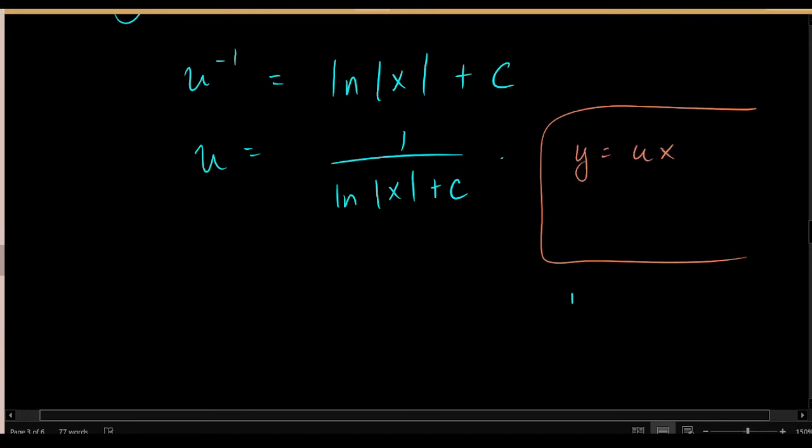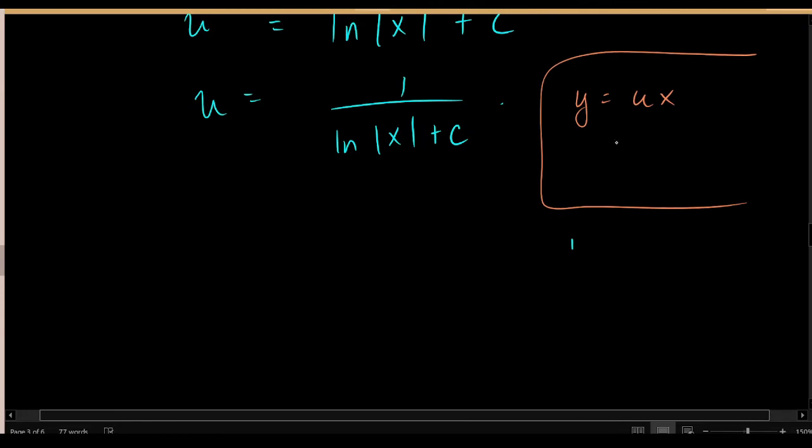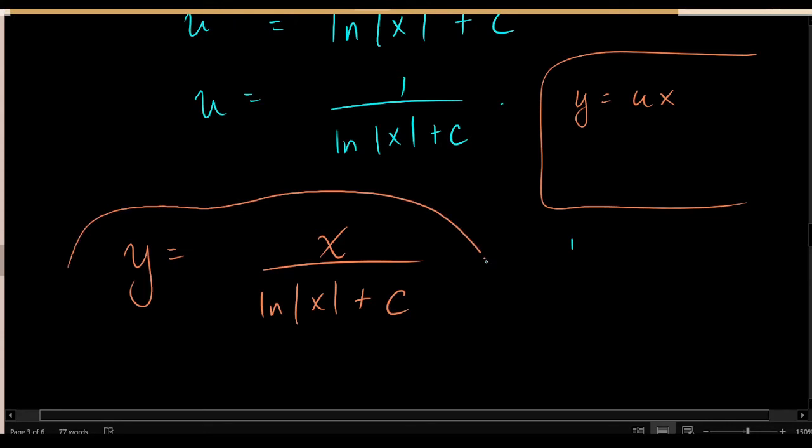So y is equal to u times x. I just found out what u is. In order to find y, all that I need to do is multiply this by an x. And here are our solutions.